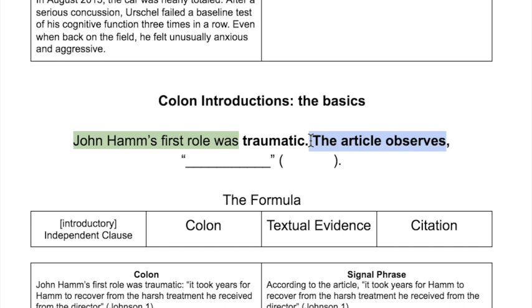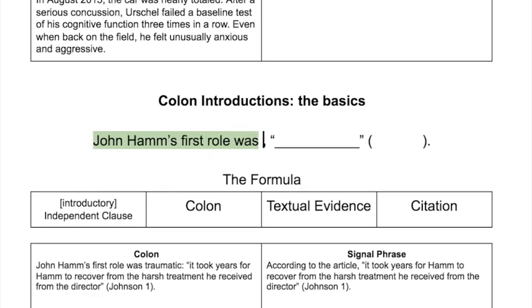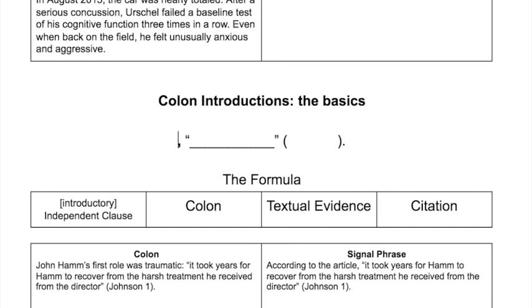Okay? And then the other thing to avoid is doing the straight signal phrase with the colon. So "the article argues," colon. I see this a lot in student writing. Make sure that if you're using a colon, it has to follow the two rules. Did it introduce, and was it an independent clause? So that is our overview of how to use a colon to introduce textual evidence.